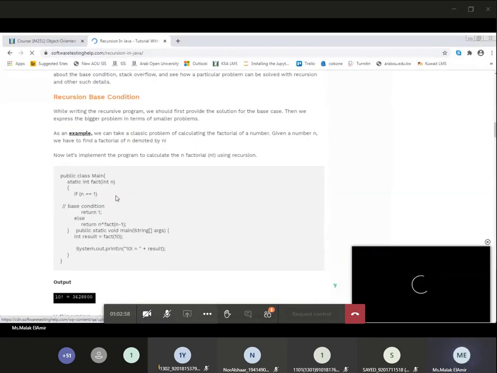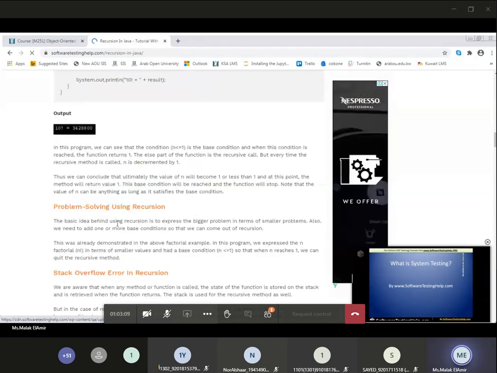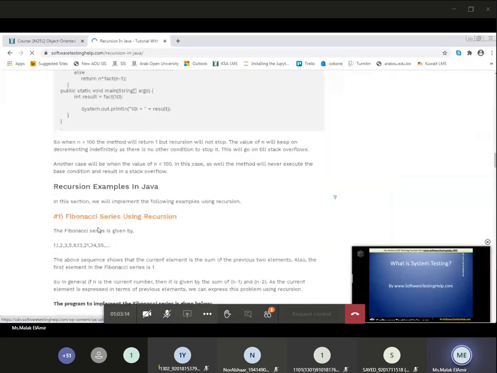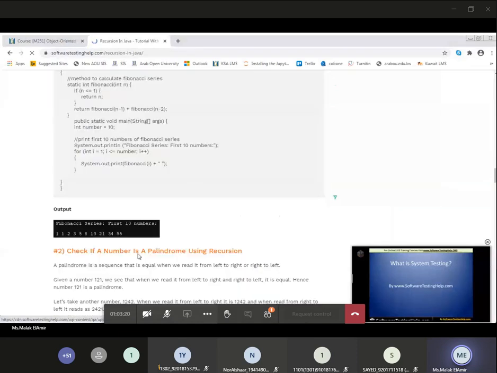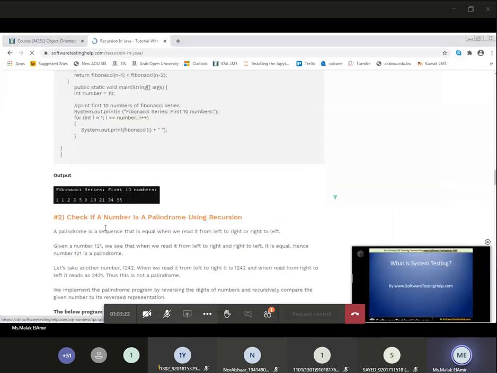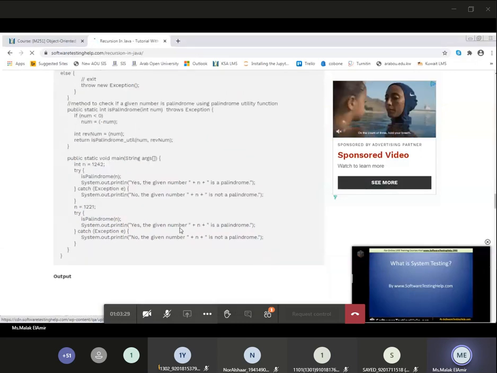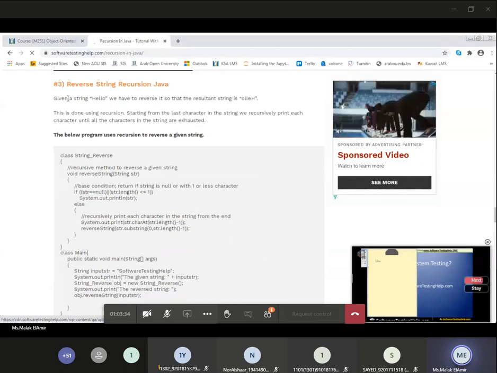Okay, a code about it. This is the factorial one, the same as we did. I have here Stack Overflow recursive. I have a lot of examples here, how I'm going to make Fibonacci. Check if a number is a palindrome or not. And so on. You have a lot of examples, reverse string recursion in Java.